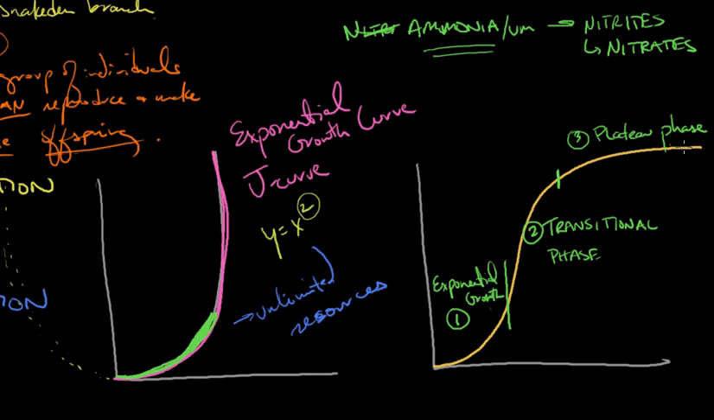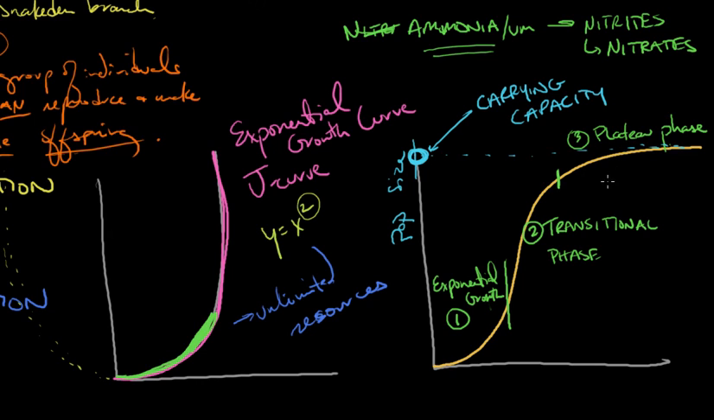And this phase right here, if we drew a horizontal line all the way across to a certain y value, and I didn't label my graph here, but this is population size. This value right here on the y-axis is called our carrying capacity. Our carrying capacity. And really what that means is the maximum number of individuals that this environment under these conditions can support.